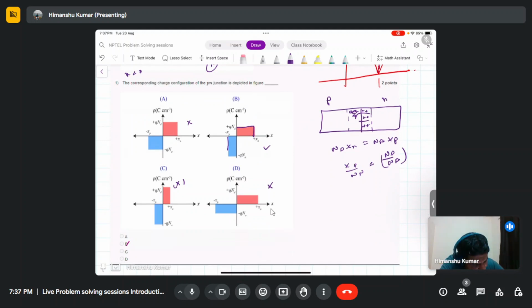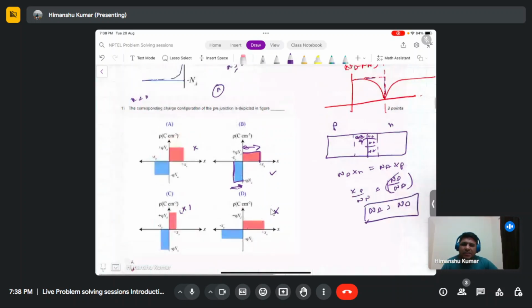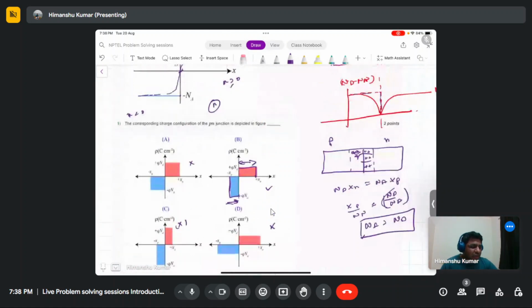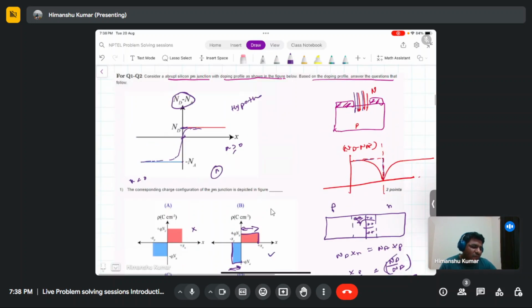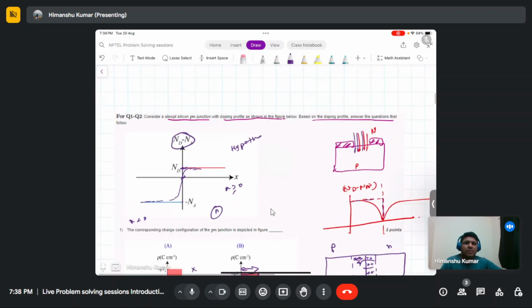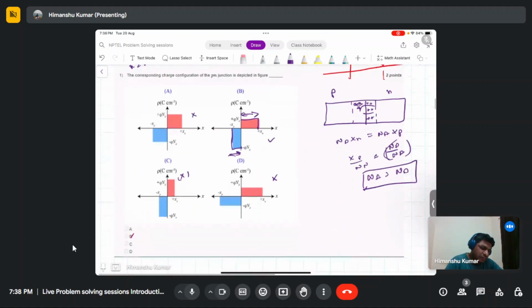In this junction, this width will be less and this width will be high because NA is greater than ND. If you are provided with the other case, then you need to choose the option correctly, and you should focus more attention on this. So I hope this is clear.